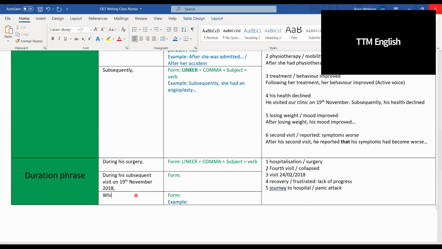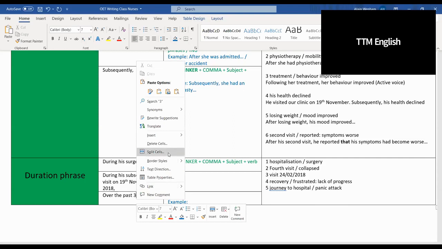Someone said while. I could have while. Is it duration over the past 4 months? Yes, that's what I had written down. That's what I was thinking of, right? So over the past. You can even say over the past 3 months. You could do that. Anything else, you guys? Can you think of a duration phrase?